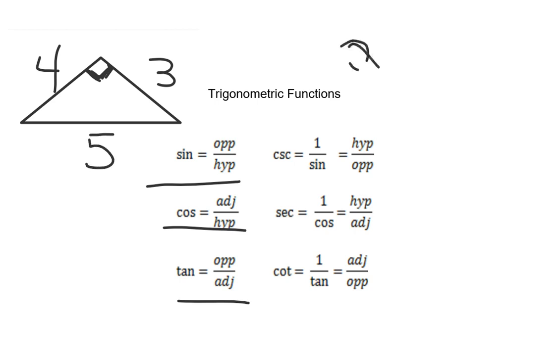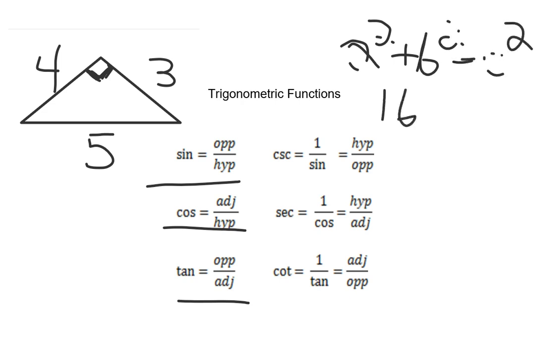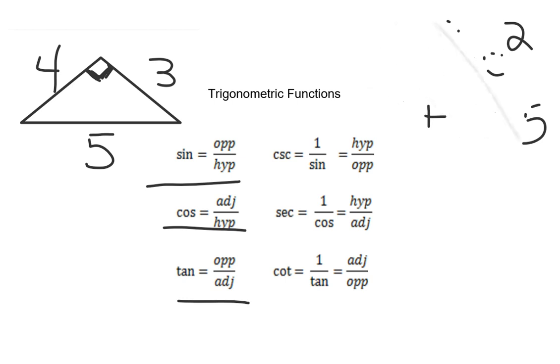Remember, Pythagorean theorem, a squared plus b squared has got to equal c squared. So I know that 16 plus 9's got to equal 25. Since it does, life is good. We've got a right triangle. We can work with our trig functions. And remember, we also need an angle. So let's work with this angle here. We'll call it theta.